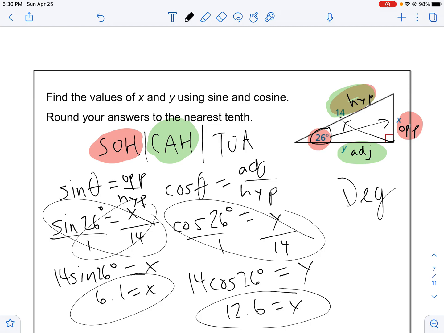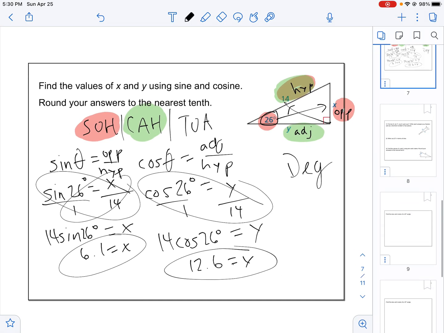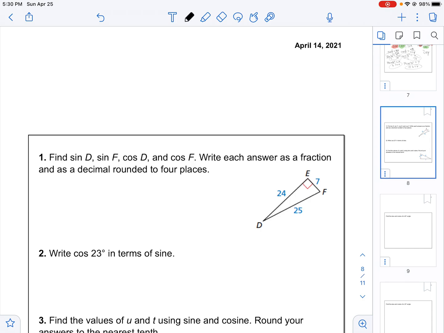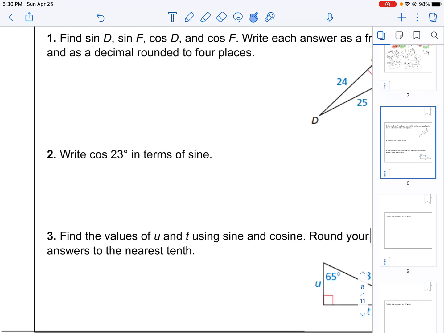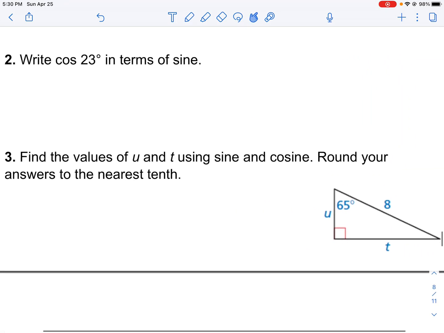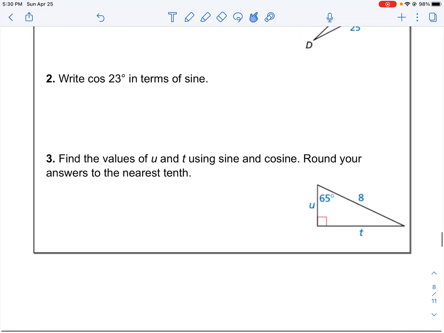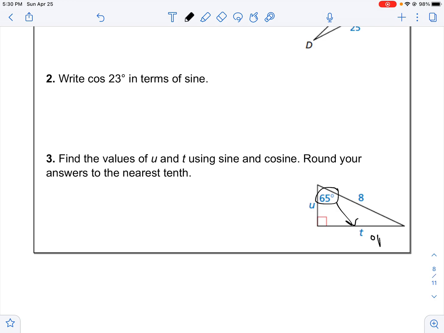All right. Keep it moving. How about one more? Why not? Find the value of u and t. Here's my angle. So that makes this side the opposite, this side the hypotenuse, and the remaining side the adjacent.